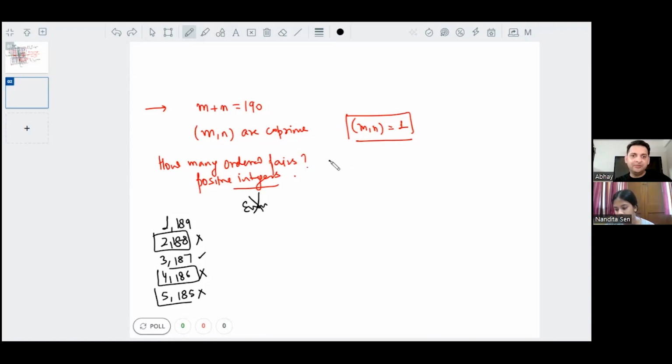So clearly m is not going to be 2, 4, 6, 8, up to 188. So even numbers are all cancelled out. So we're left with odd numbers. I'm talking about m. So 1, 3, 5, 7, 9, 11, and so on up to 189. This is m. So how can we generalize this?